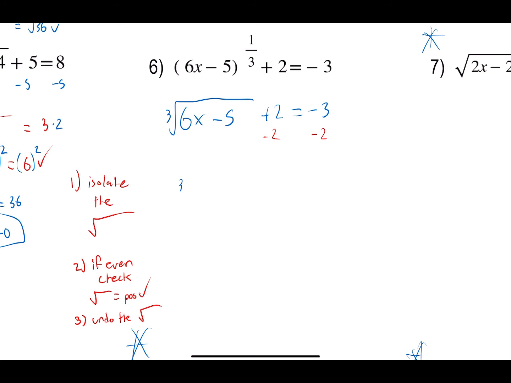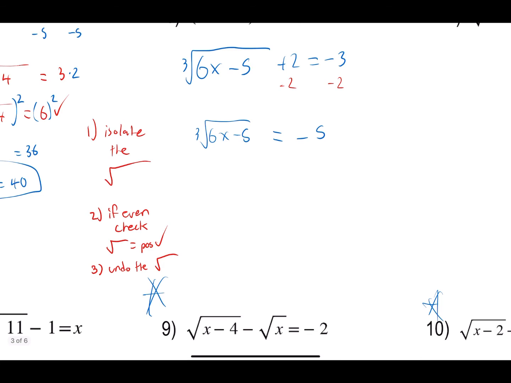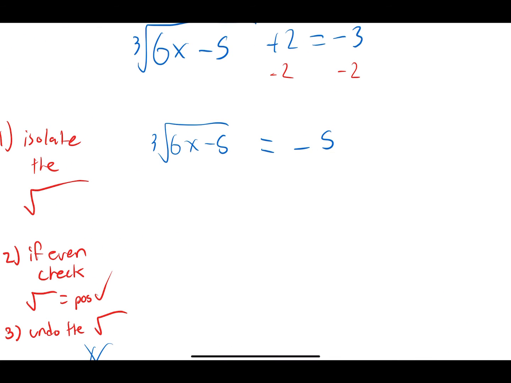We're left with the cube root of 6x minus 5 equals negative 5. In this case, we don't need to check. It's not even. Don't have to check that our cube root equals a positive, because cube roots can definitely equal negative. That's A-okay. Nothing wrong with that. Step 3, undo the radical. The opposite of a cube root is the cube, the power of 3.